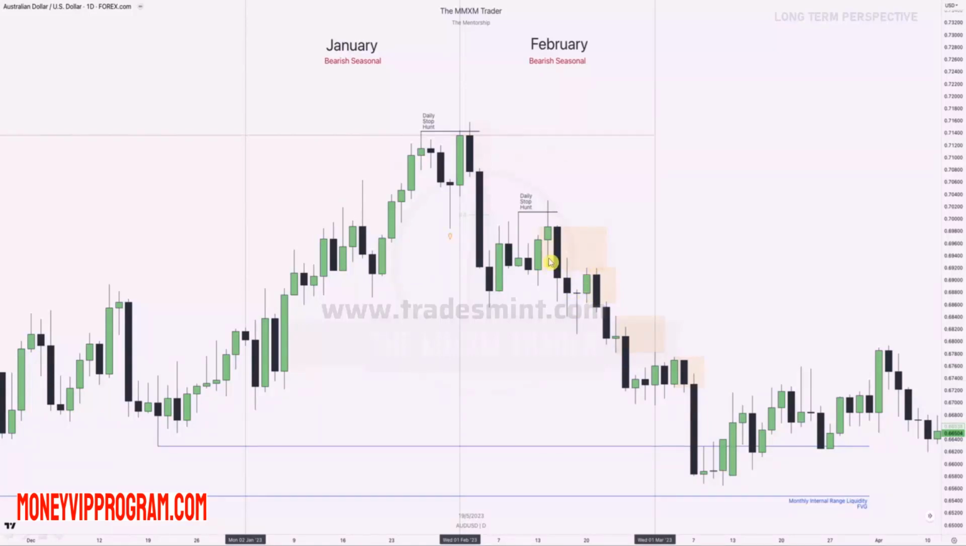Price trades back into that bearish order block. Those up close candles trade lower, forming another bearish order block. Over here, tapping it in slightly, moving down lower.